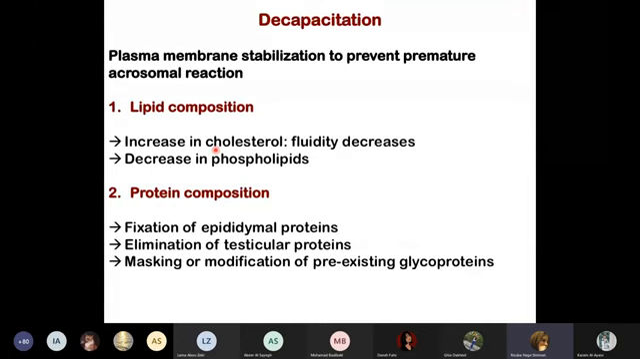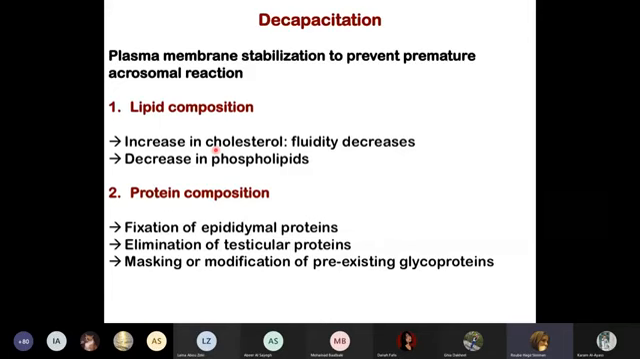What about the lipid composition? Also, the lipids will be changed. There will be an increase in the cholesterol at the level of the membrane of the sperm and a decrease in phospholipids. When we decrease phospholipids and increase cholesterol, we are decreasing the fluidity of the sperm. We make it more rigid so that it can tolerate traveling long distances. When it reaches the oocyte and needs to do fertilization, we make it more fluid again to allow the fusion of the two membranes. This is called capacitation, and we will talk about it in chapter 6.